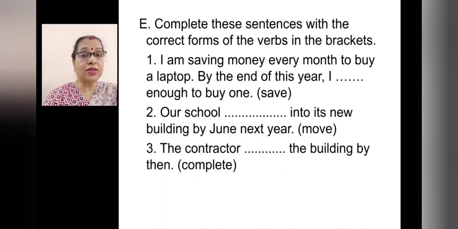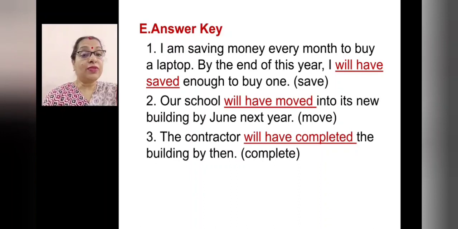Have you written the answers? Check your answers. So what will come? By the end of this year, I will have saved enough to buy one. Then our school will have moved into this new building by June next year. Then the contractor will have completed. Okay, future perfect. Now next sentence.